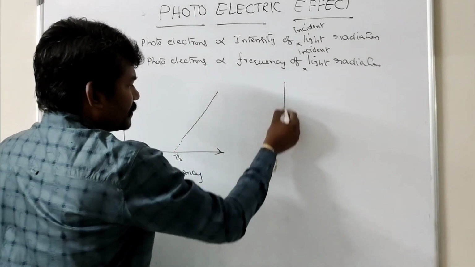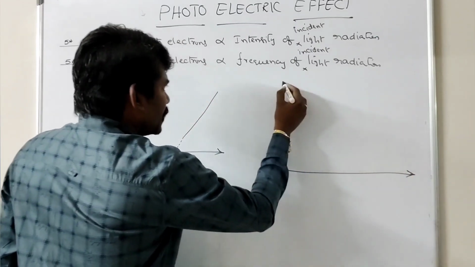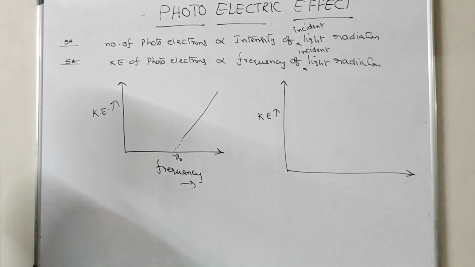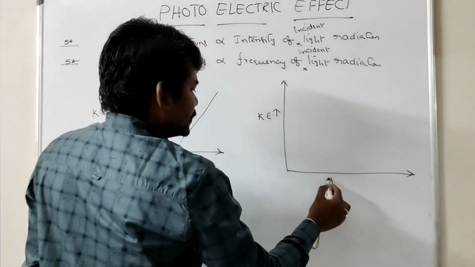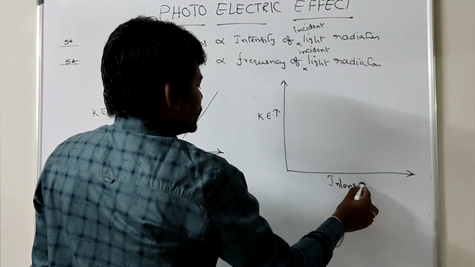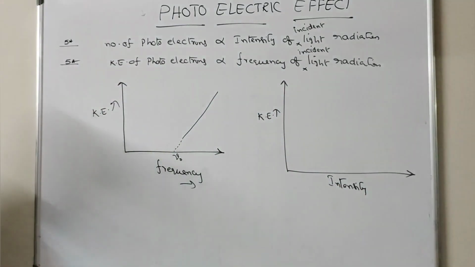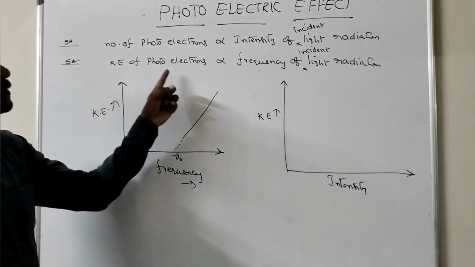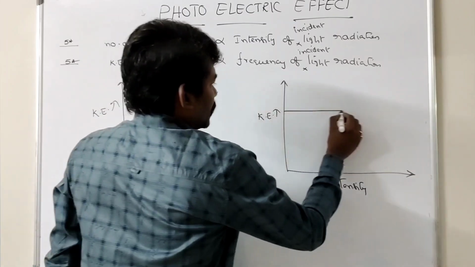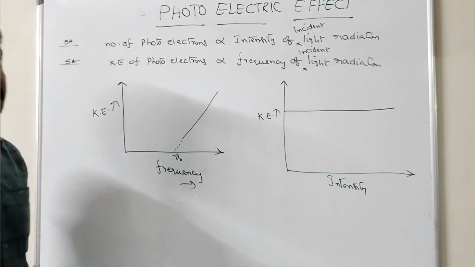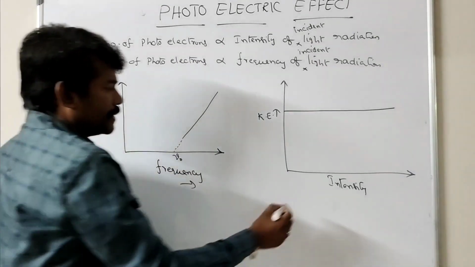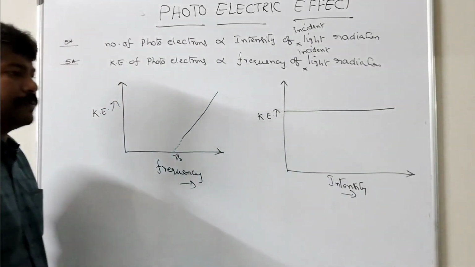And the second graphical representation is the relation between kinetic energy of photoelectrons and intensity of light radiation. The kinetic energy of photoelectrons is independent of the intensity of light radiation. So, if the intensity of light radiation increases, there is no change in the kinetic energy of the photoelectrons. The point is very, very important. The graphical representation is also very, very important.